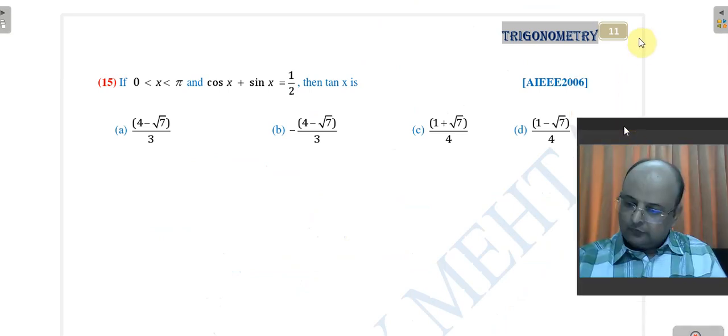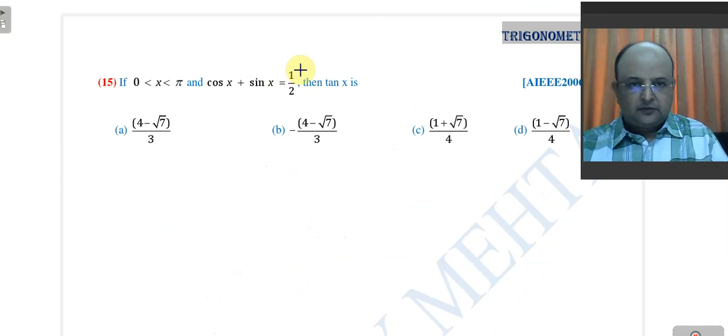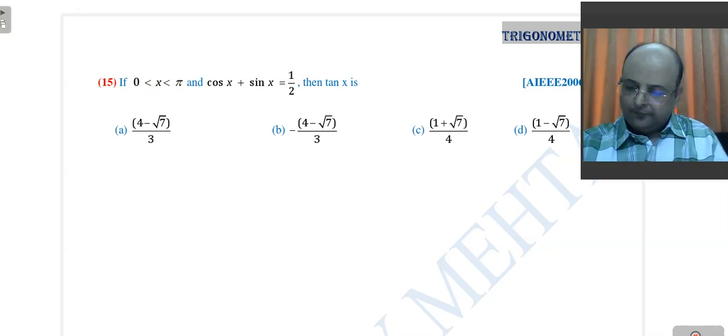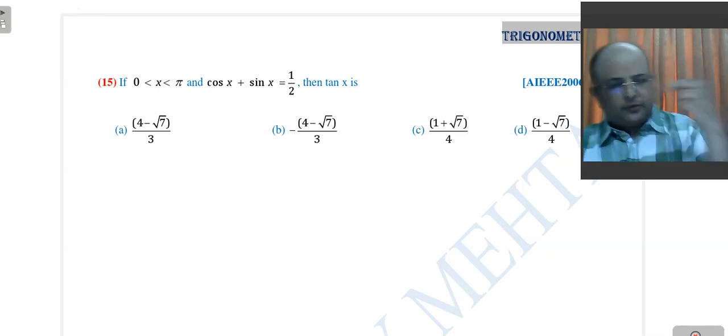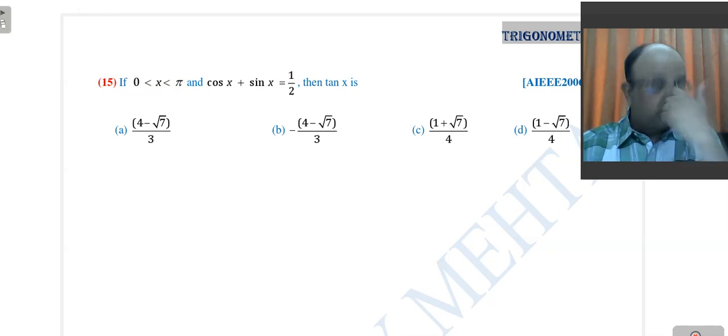2006. cos x plus sin x is 1/2. Then tan x is what? 0 less than x less than pi. Often in this, two options come, three options come, and only one option is given inside. So we have to go for it.